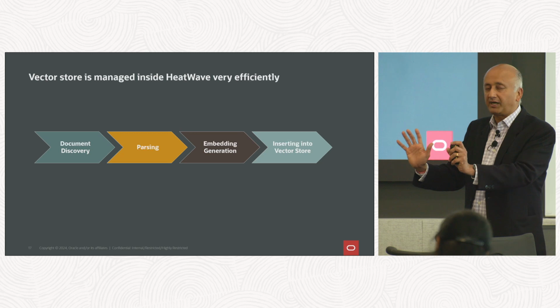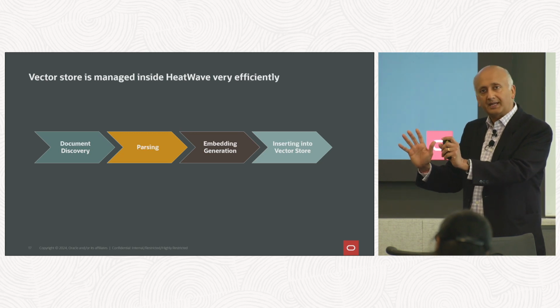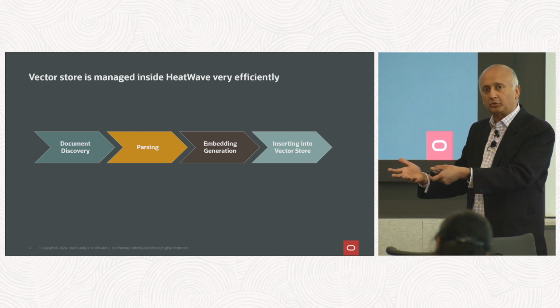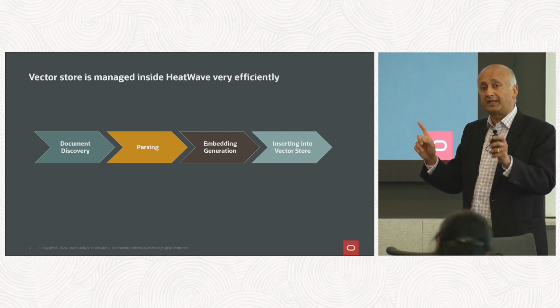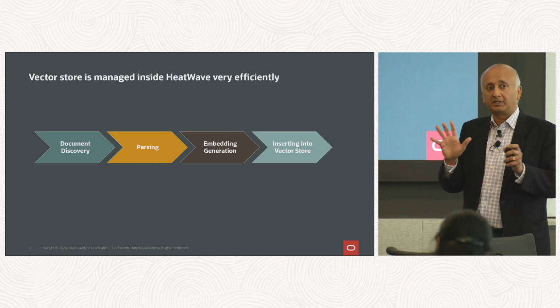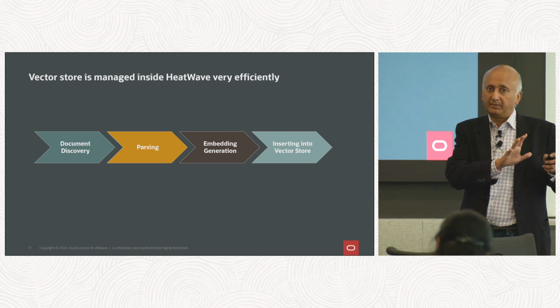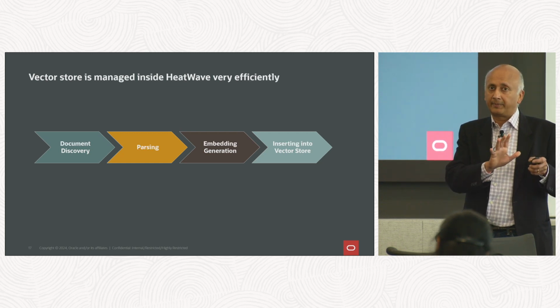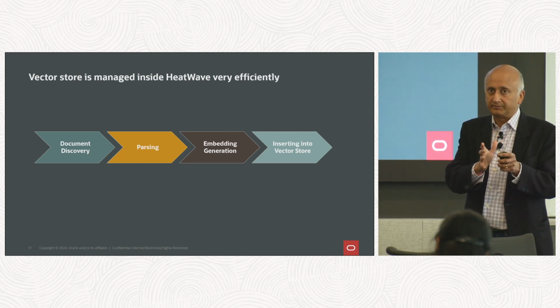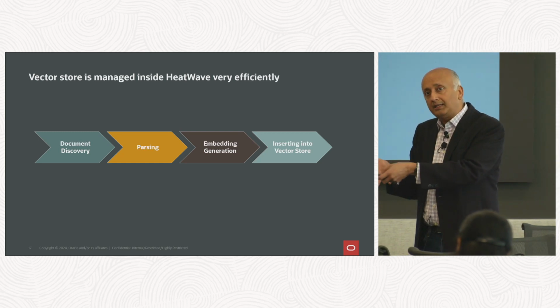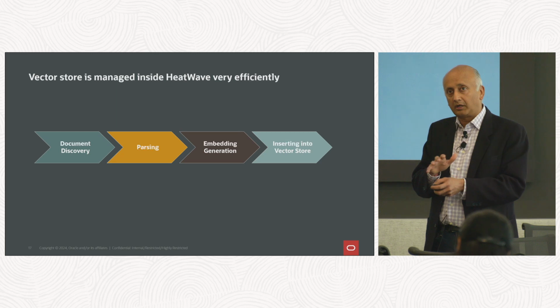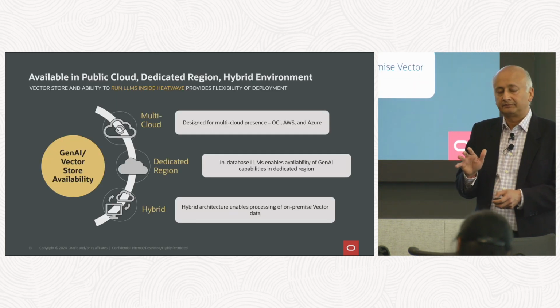So we're like, hey, you just park your data anywhere you want, and that anywhere most likely will be the object store, because it provides the least expensive, most durable, most shareable way of storing data. And then from there, we will provide you all of this value, and guess what? We will never copy your data into the database because we don't want to bloat your database, because then your cost will be high. So right from document discovery to parsing to embedding generation and then to creating the vector store, it is all done automatically inside HeatWave.